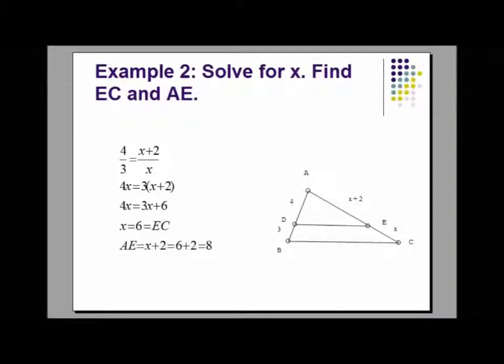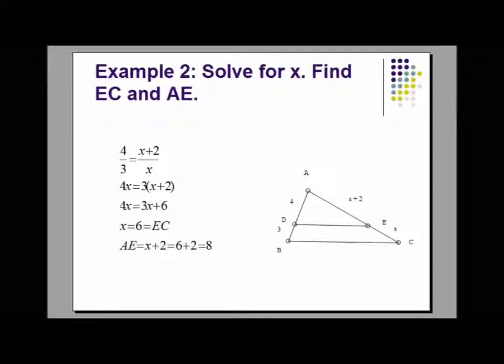In example 2, solve for x. Find EC and AE. Again, we set up a proportion with 4 over 3 equals x plus 2 over x. And we have the longer side over the shorter side in each of those fractions that make up the proportion.